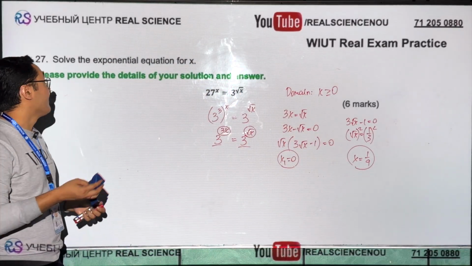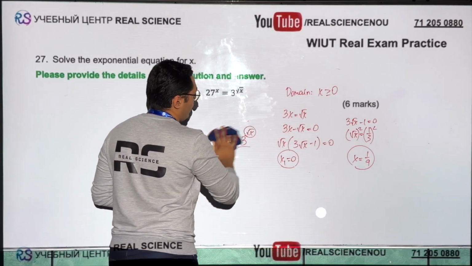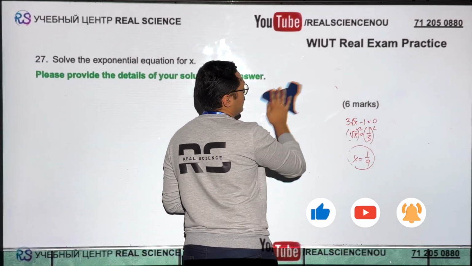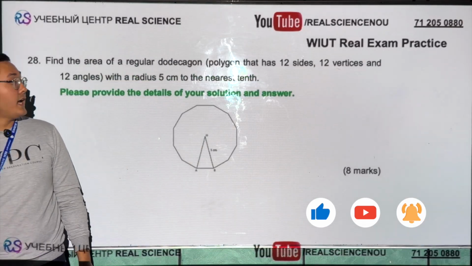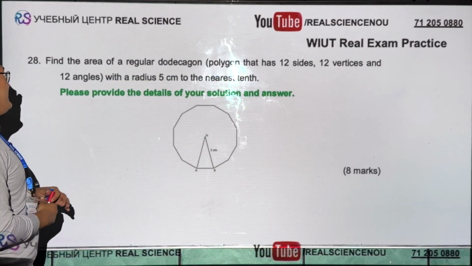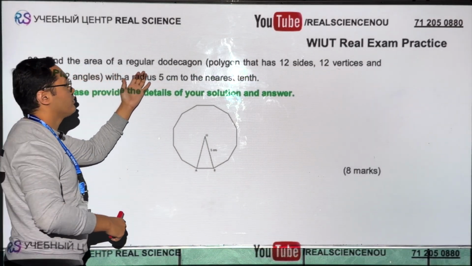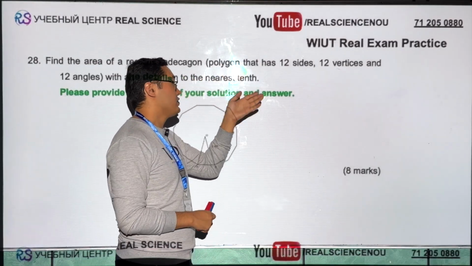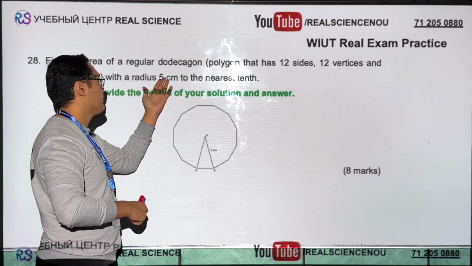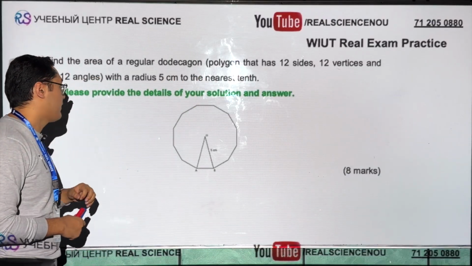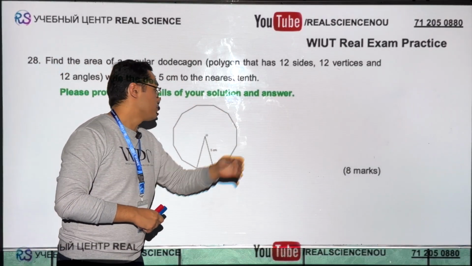Let's move to the last problem of this mock test. It's problem number 28. This is also pretty easy. Find the area of a regular dodecagon, a polygon that has 12 sides, 12 vertices, and 12 angles, with a radius of 5 centimeters to the nearest tenth. Please provide the details of your solution and answer.